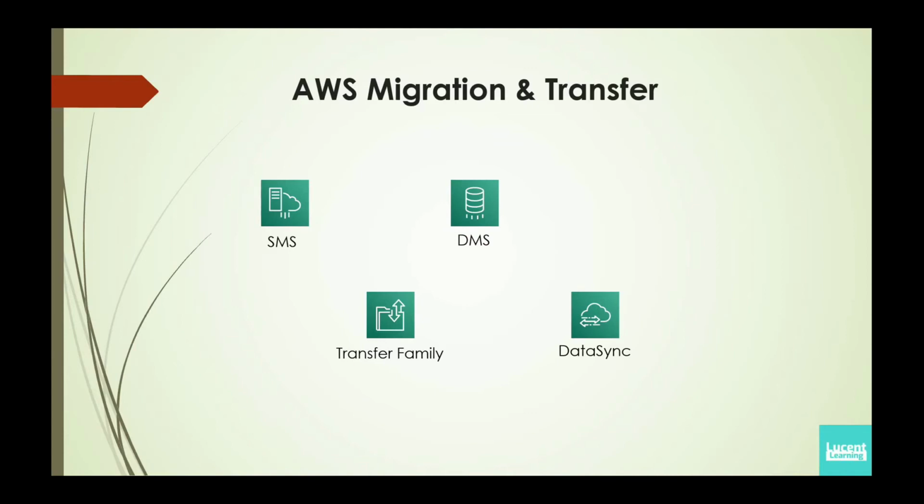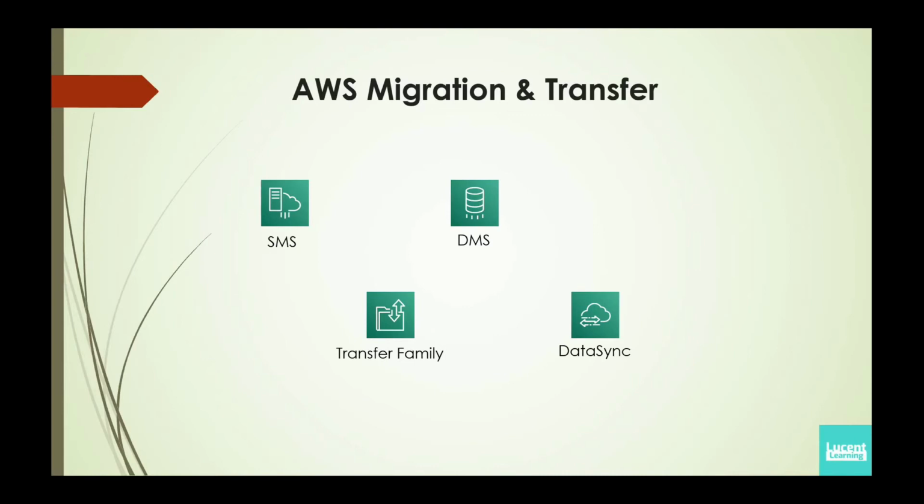Transfer Family. Transfer Family is a fully managed AWS service that you can use to transfer files into and out of Amazon S3 storage over different protocols like SFTP, FTPS, FTP. Okay, now Data Sync. AWS Data Sync makes it simple and fast to move large amounts of data online between on-premises storage and Amazon S3 or EFS or FSx for Windows file servers.